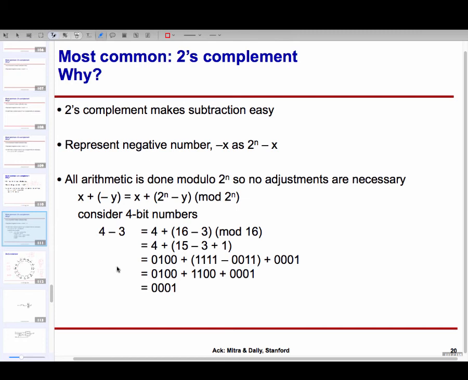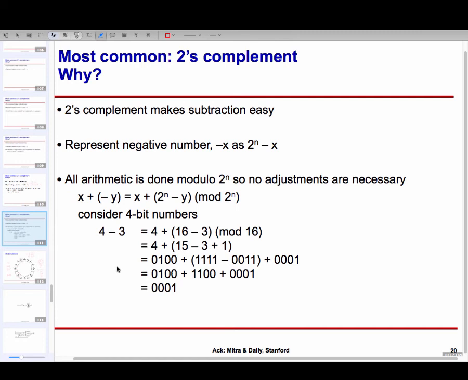4 minus 3 in this example is going to be, 4 is going to be 0100. Minus this number, minus 3, basically would get represented as 16 minus 3 mod 16. That's the 2's complement part, which is 15 minus 3 plus 1. So it expands out, you get 0001. You kind of walk through it. So the beauty of 2's complement is I didn't need to design any new circuit. My same adder that we previously designed works as an adder for n-bit 2's complement numbers also.